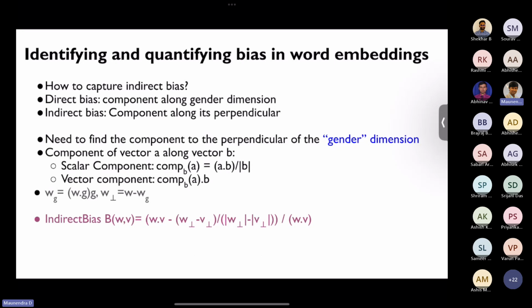And then w perpendicular is the w minus wg, the leftover component. So based on that, the indirect bias could be compared in the formula. Yeah, so essentially, based on these, you can actually compute how much is the gender bias and how much is the indirect bias.